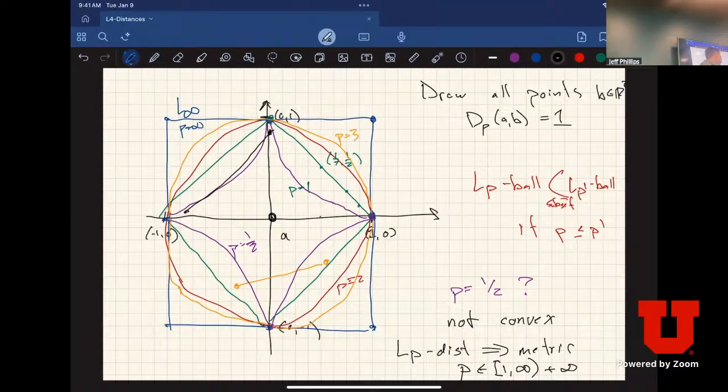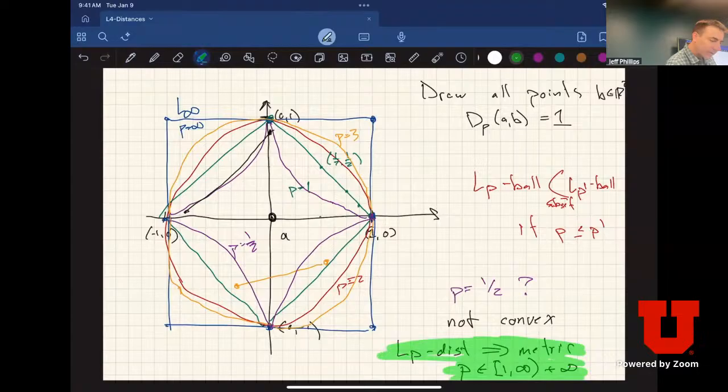But if p is between 1 and infinity, it is a metric, and you can argue it because these shapes will be convex, and that will be the property that you need. What you need to remember is that the Lp distance is a metric for these values of p. So this is a general class of metrics. That means there's a bunch of algorithms that will run throughout the semester that say, well, you have vectors, and you can choose any distance that's a metric and the algorithm will work fine.